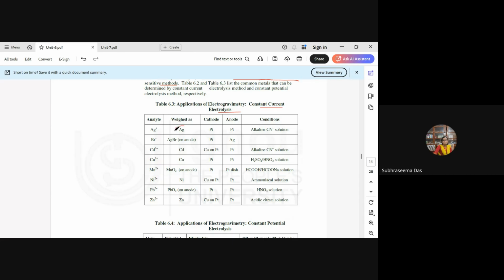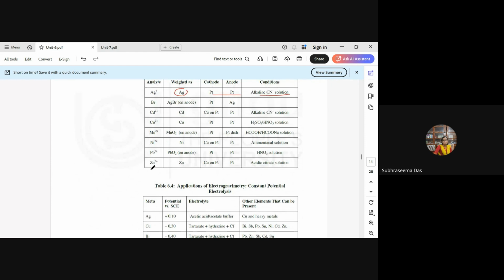weighed as Ag. Both the cathode and anode have to be platinum, and the condition is alkaline CN minus. Then we will get a good yield of Ag. If we want to know about Zn2+, then it is measured as Zn. The cathode should be copper or platinum. The anode should be platinum, and the electrolytic solution must be an acetic citrate solution. Then a good yield of zinc can be obtained.